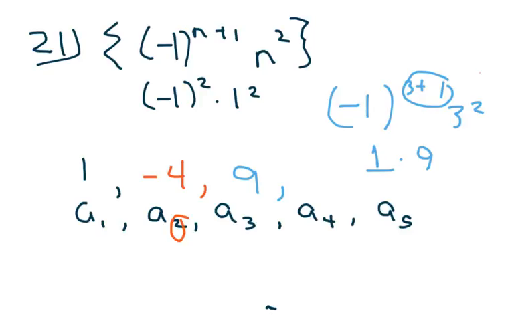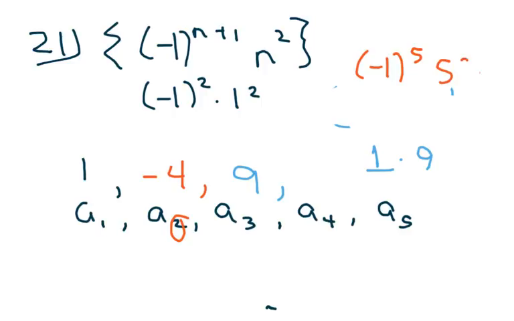So what you're going to see here is that this is going to oscillate from positive to negative. The next term is going to be negative because when it's 4, you're going to get -1 to the 5th times 5 squared, and that's just going to give you -25. And what do you think the next one's going to be? 36. So that's all we're doing, and that's it. It goes back and forth.